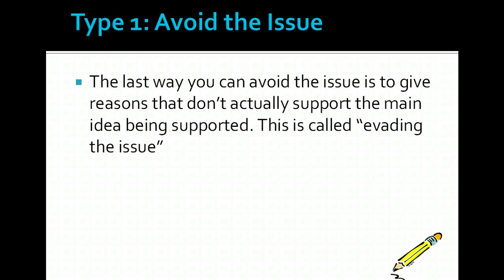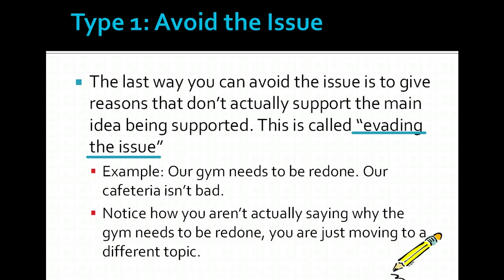The last way to avoid the issue is to give reasons that don't actually support the main idea. This is called evading the issue. For example, our gym needs to be redone, but our cafeteria isn't that bad. What does the cafeteria have to do with the gym needing to be redone? You notice how you aren't actually saying why the gym needs to be replaced, you're just moving to a different topic. That's called evading the issue and moving on to something else. So try really hard not to do that.